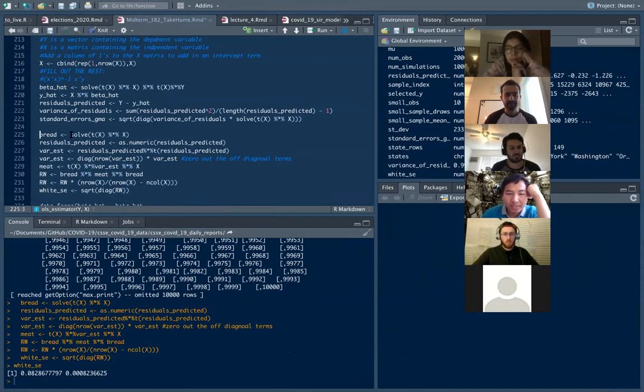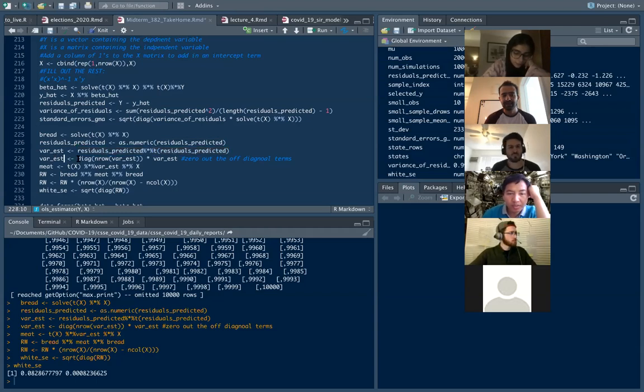So the bread is still X transpose X inverse. The variance covariance matrix epsilon prime, that's here: residuals dot producted with the transpose of residuals. Okay, this generates a square matrix that's n by n. On the diagonal, it contains the squared terms, or the variance of the residuals. Off the diagonal, it contains the covariances. With the white estimator, we assume those covariances are 0.